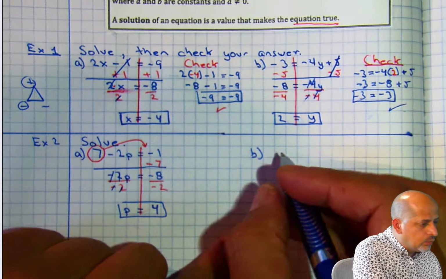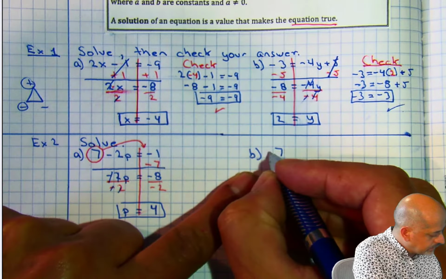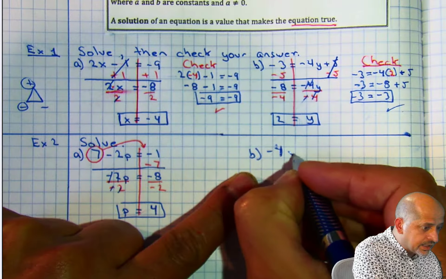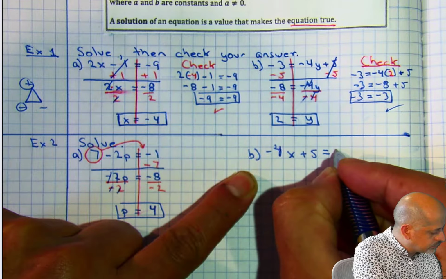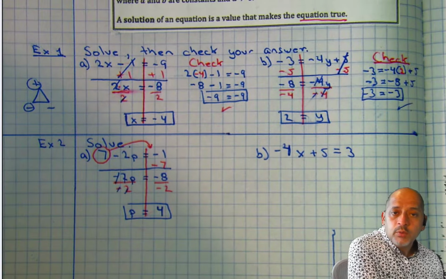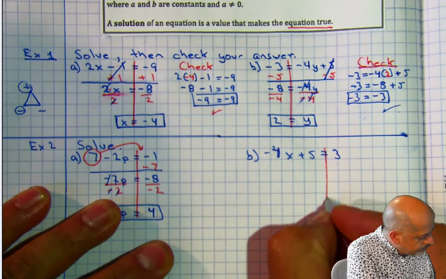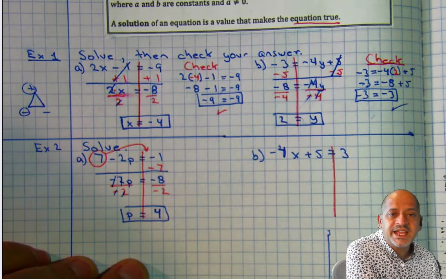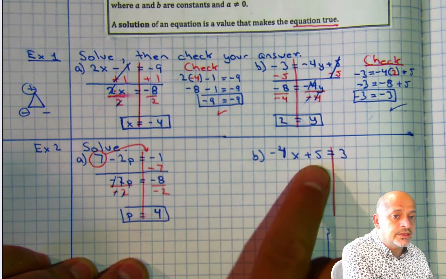On letter B, we are going to have 7 minus 4x plus 5 equals 2. And now we are going to solve it once again. So let's go and draw the line. I'm trying to leave the x by itself. So therefore, I need to get rid of the negative 4 and the 5.